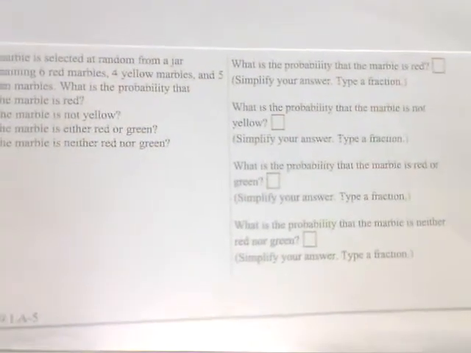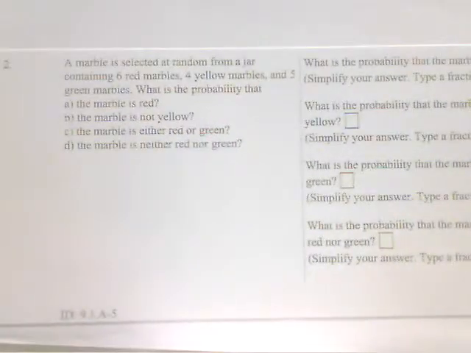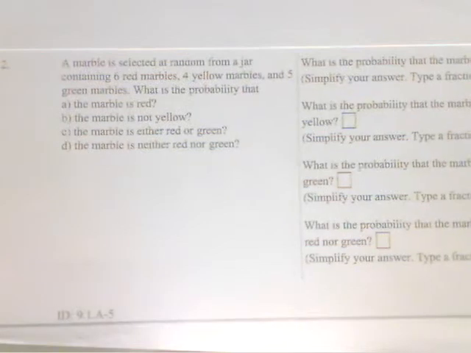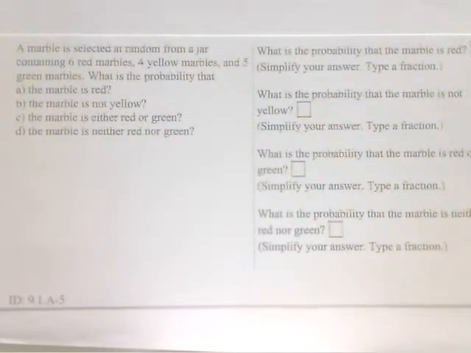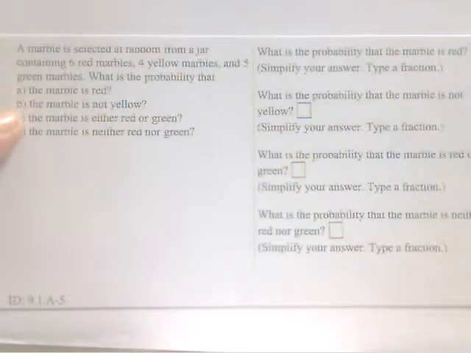All right, problem number 2. A marble is selected at random from a jar containing 6 red marbles, 4 yellow marbles, and 5 green marbles. What is the probability that A, the marble is red, B, the marble is not yellow, C, the marble is either red or green, and D, the marble is neither red nor green?